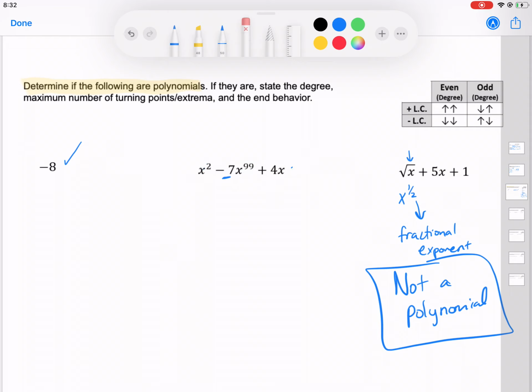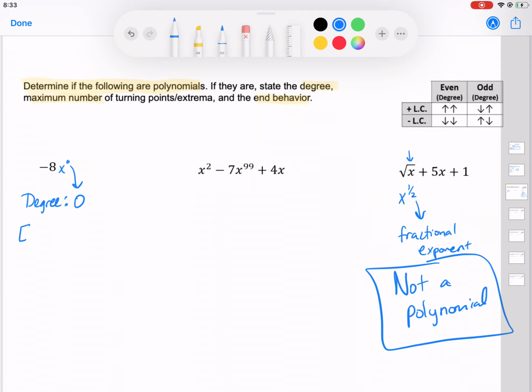Okay, so let's go back to these other two. They want us to state the degree, the maximum number of turning points, and the end behavior for each one of these. So let's go to this -8. This one's kind of a tricky one. Degree, once again, if you put a variable in there, x to the 0 is 1. So our degree is actually 1. Or sorry, not 1. It's 0, because our highest exponent is 0.